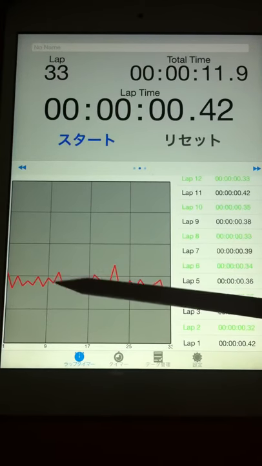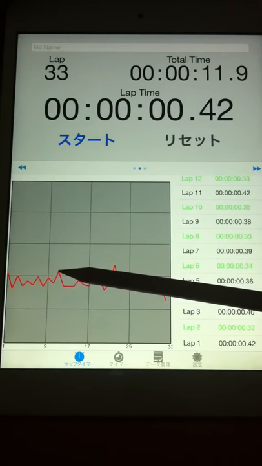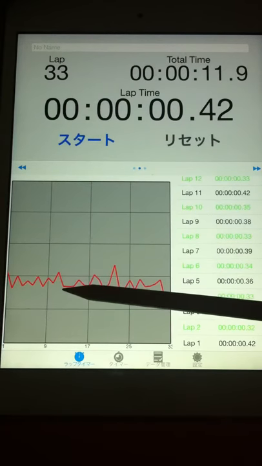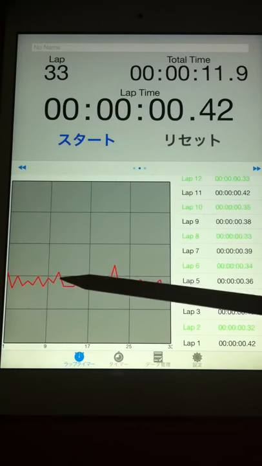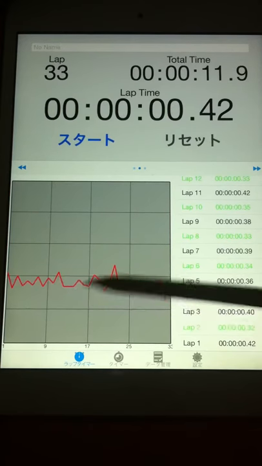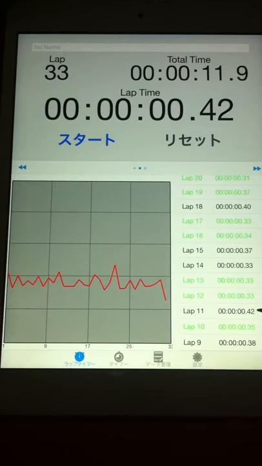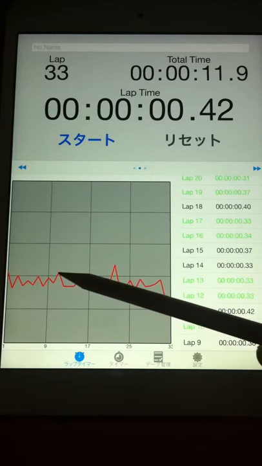Next bar, second bar, moderate or even bounce, normal bounce, moderate or normal, I don't know. Next bar, this part, difference is 9. It means 12 over 13% bounce, normal bounce.